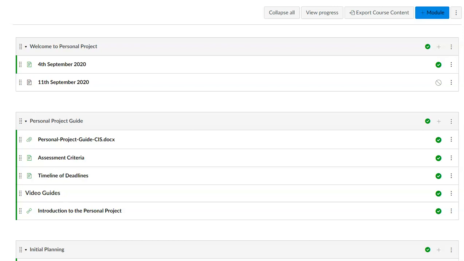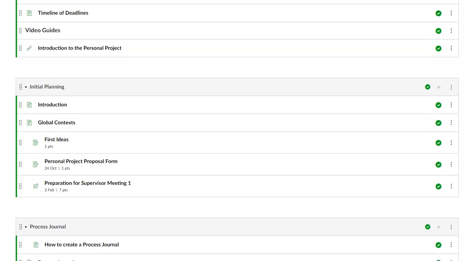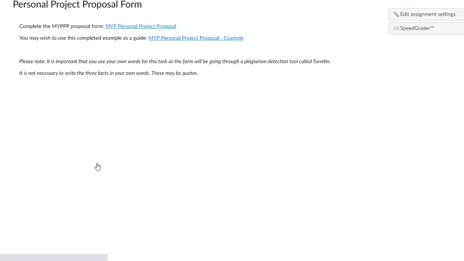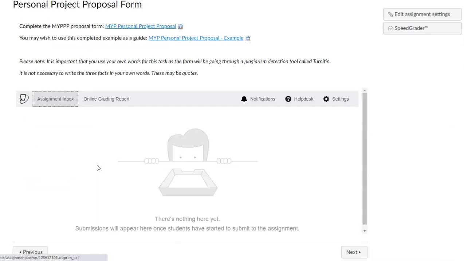As a final reminder, to submit it, go onto the Year 10 Personal Project course, go into Modules, scroll down until you see Initial Planning, click on Personal Project Proposal Form. This is where you submit your Personal Project Proposal Form. It's the same place that you downloaded the form from, and you submit it to turn it in here. If you've got any questions, make sure you speak to one of your teachers so that they can help you.